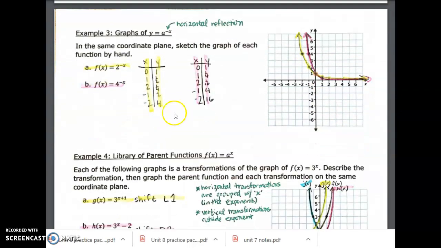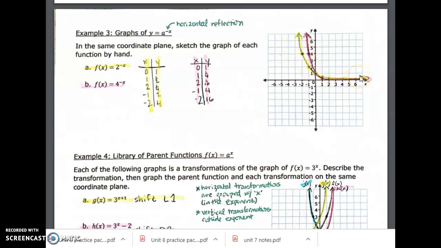So this is pretty much the same thing, except we have a negative in our exponent. And we're going to see that when we create a table, just like we did before, it basically just flips our graph horizontally, because now all of the x's that I plugged in become negative because of that negative exponent, and all the negative numbers that I plugged in become positive. So it kind of flip-flops my values, and so it creates this horizontal reflection.